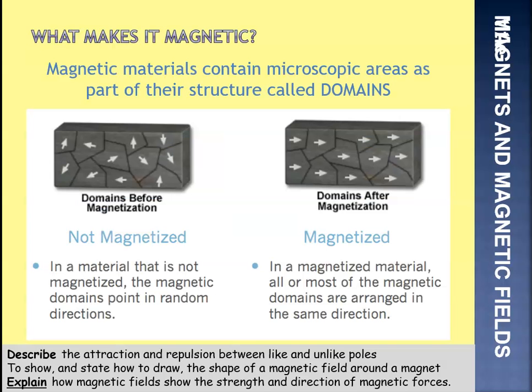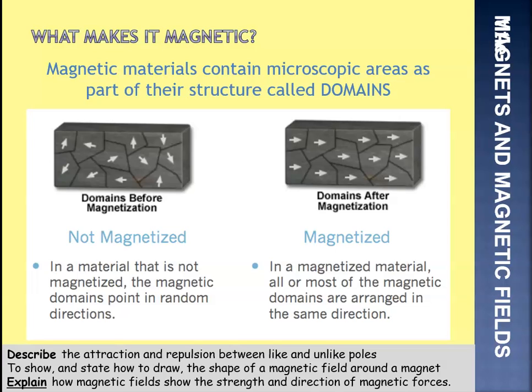So what makes a material magnetic? Well, magnetic materials contain these little microscopic areas as part of the structure, and these structures are called domains. You can see 2 diagrams on the board there in the presentation. On the left-hand side we've got the domains before any magnetization has taken place, and we can see the domains are all pointing in random directions. They're not all aligned, they're all over the place.